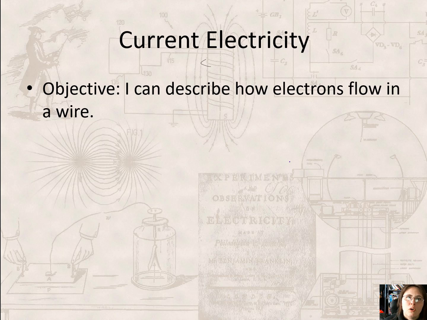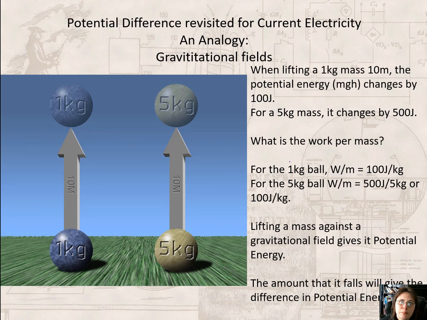All right, so we are going to talk about current electricity today, and our objective is to be able to describe how electrons flow in a wire. So we've talked about potential difference when we were in electrostatics, but now we're going to revisit it for current electricity. It's the same thing, but I'm just going to go over it a little bit again, just to remind you of how things work.